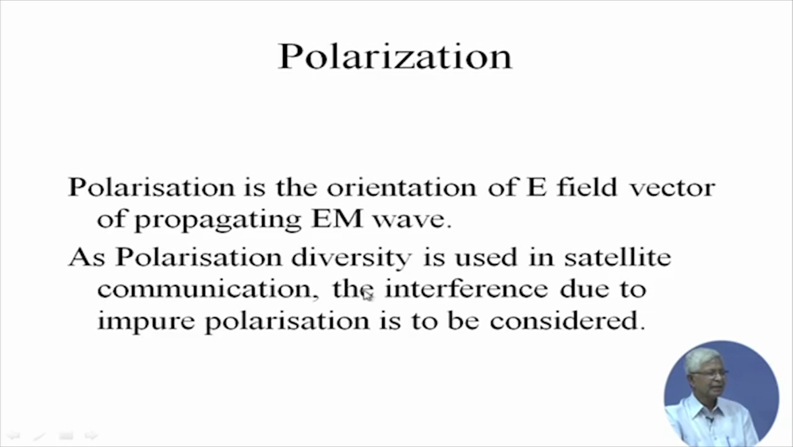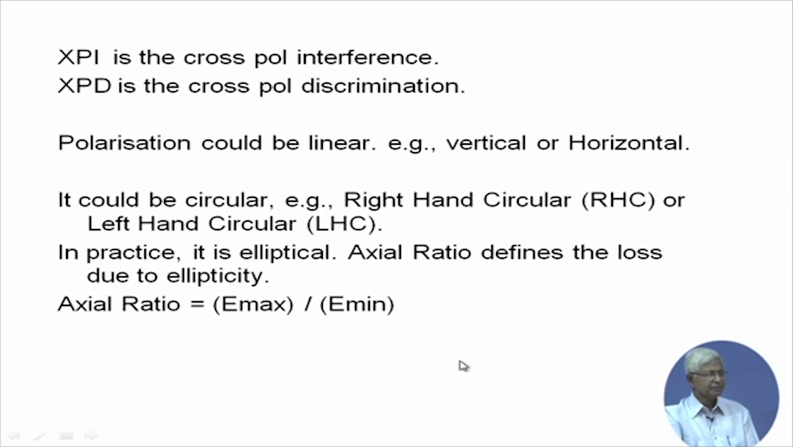Now, one of the important part of the antenna is polarization. Polarization is orientation of the electric vector field of the propagating electromagnetic wave. The polarization diversity is sometimes used in the satellite communication. We have seen for isolation, I said orthogonal polarization has to be used, polarization diversity. You have to reduce the interference due to impure polarization if it is to be considered. Now, that can be expressed in terms of cross pole interference, the term is XPI, and cross pole discrimination XPD.